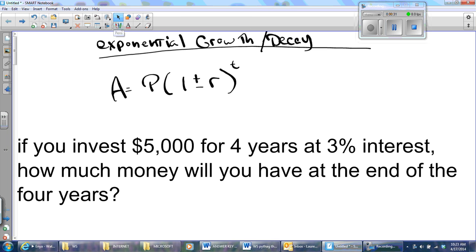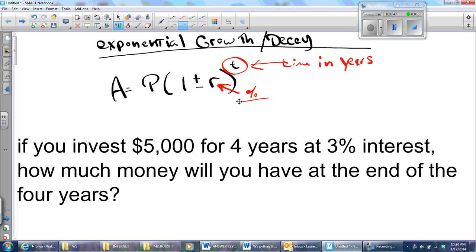Okay. Let's go quickly over what everything means again. Remember that T is our time, but specifically it's in years. It's got to be in years. R is our rate, but it's as a decimal, so we take the percentage and we divide by 100. P is our principal or our starting amount. And A is our ending amount, maybe it's the amount after T years. Okay, so let's see how this works.